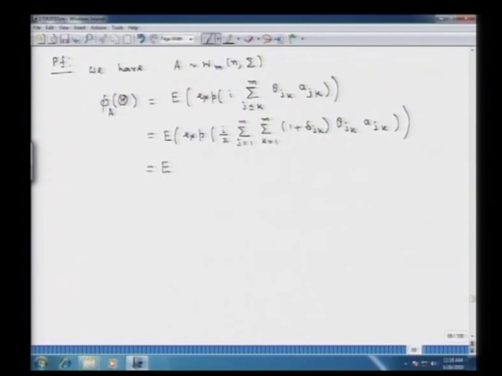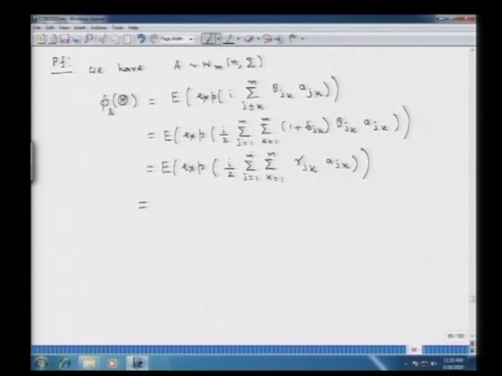Now, note that this particular term here, 1 plus delta j k times theta j k, is nothing but gamma j k. So, we will have e to the power i by 2, summation j equal to 1 to m, summation k equal to 1 to m, and then this is gamma j k, the notation that we had introduced, that gamma j k is 1 plus delta j k times theta j k. So, we will have that to be given by this.